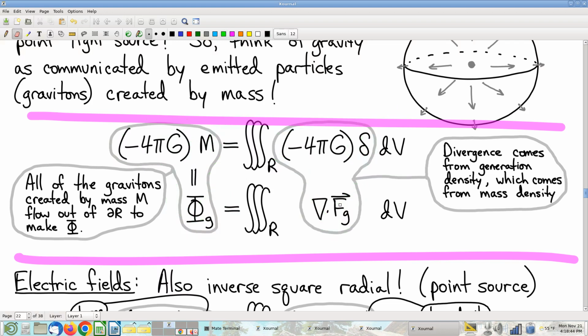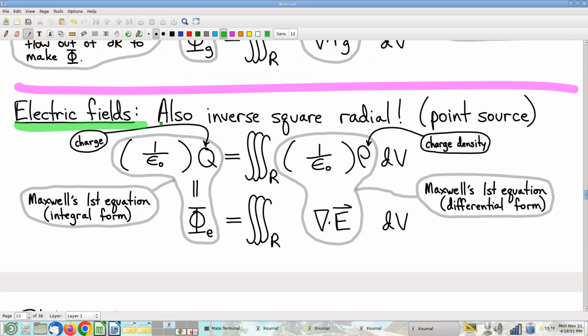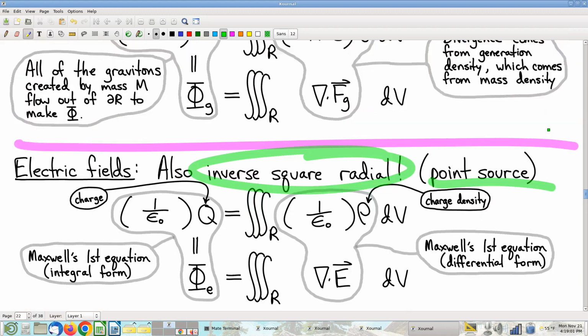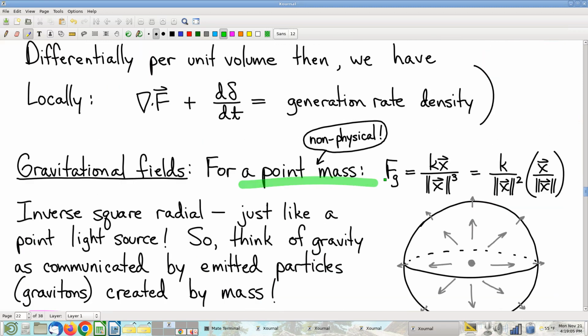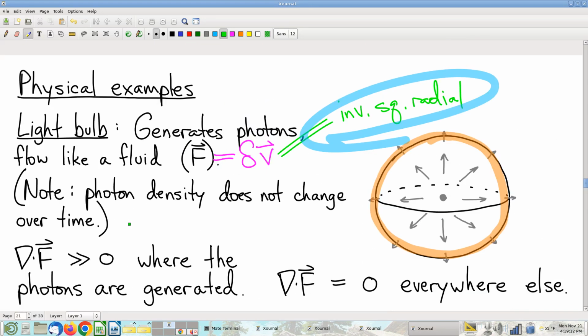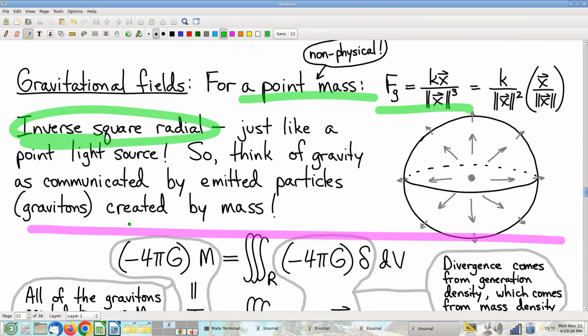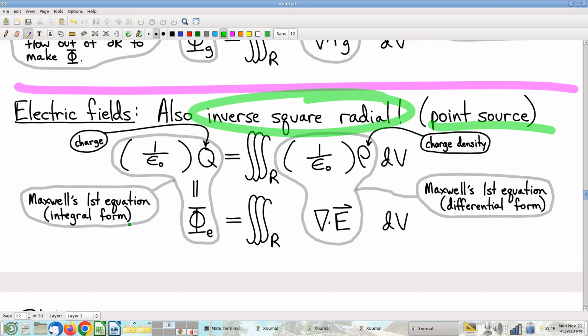Okay. Last thing real quick that we're going to finish today anyway is about electric fields. If you write down the formula for electric fields, here's the amazing thing. It's also inverse square radial when you have a point electric charge. So, point source. So electric fields structurally are just like gravitational fields. They're inverse square radial, which is just like light bulb photon flow fields, inverse square radial. And so in the same way that I can interpret a light bulb metaphor for gravity, I can make a light bulb metaphor interpretation of electric charge and electric fields.